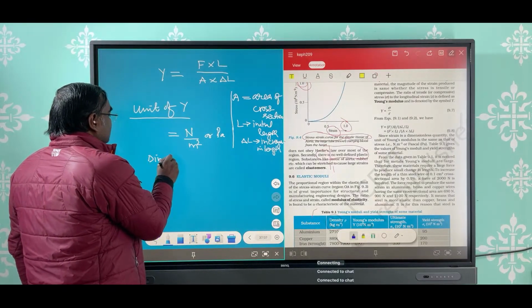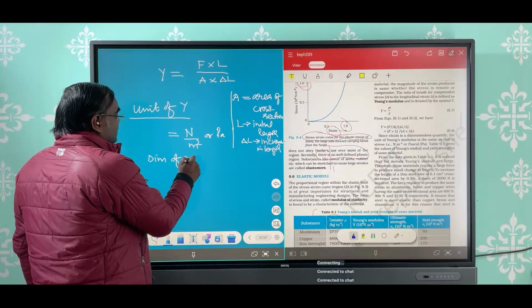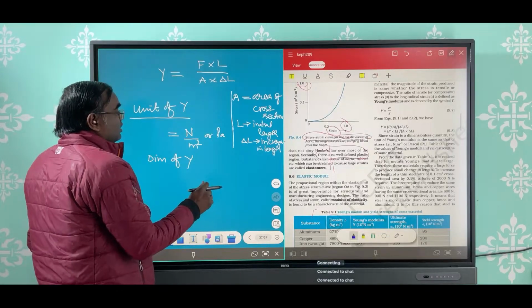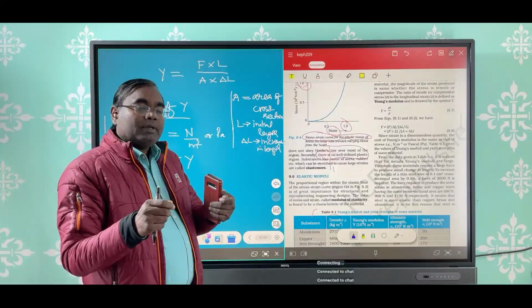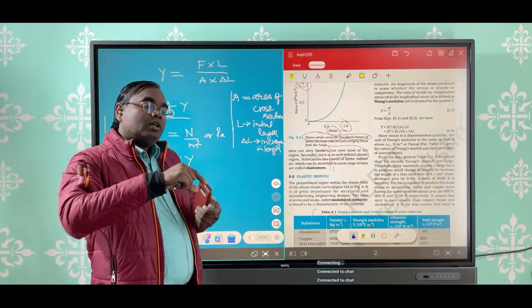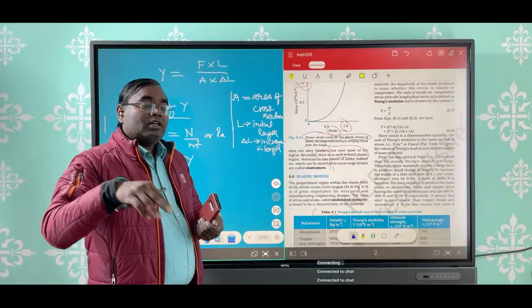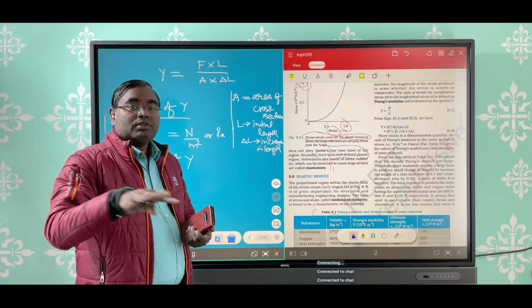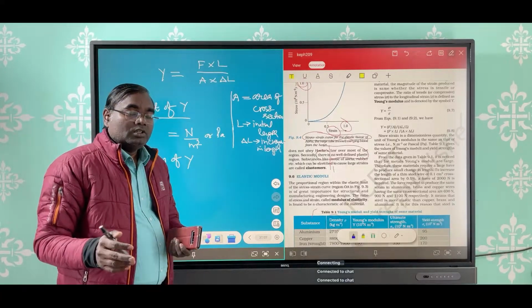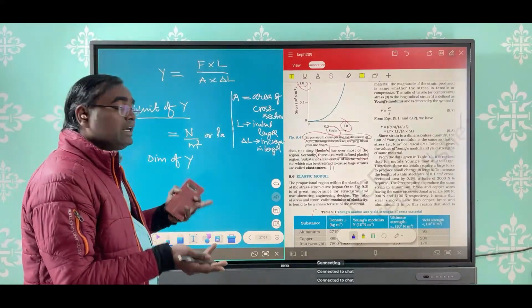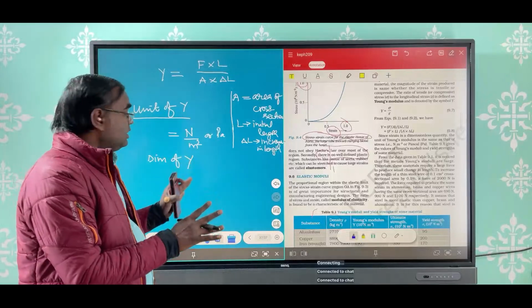Dimension of Y. In the exam it is used to ask for matching purposes, or what is the dimension of the Young's modulus from the given options. Four options will be given and you have to choose.